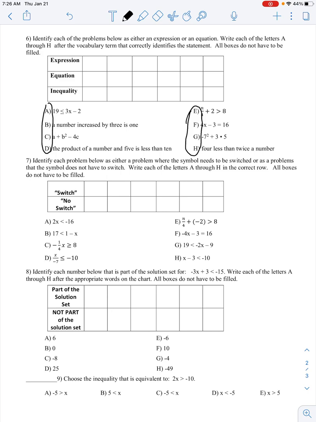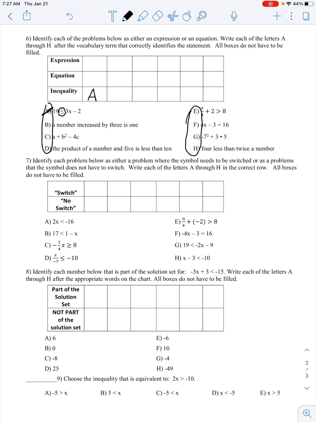So we're going to go over A together here. So we're just taking a look at the sentence or the symbol and seeing what it's going to be. So for A here, we notice we have an inequality symbol. That is a less than or equal to sign there. So since it's an inequality, we're going to put A into this box here. And I've done that one. So now we're going to continue on here by identifying each one of these and placing the letter in the correct box it goes in.